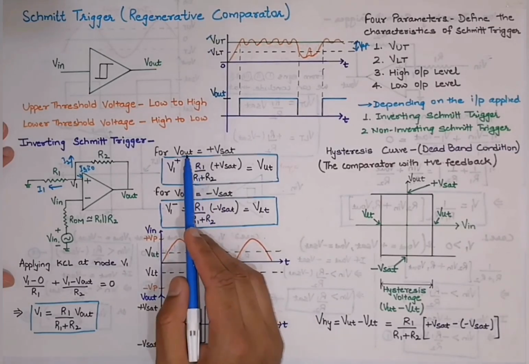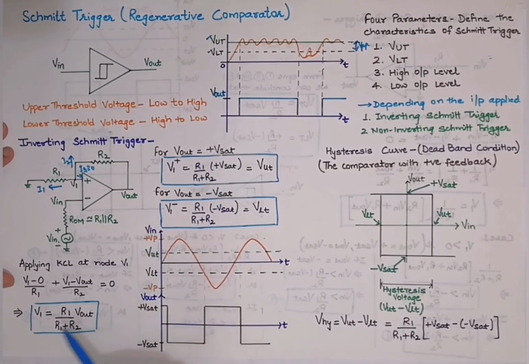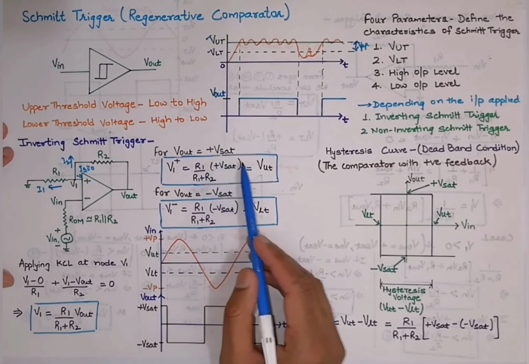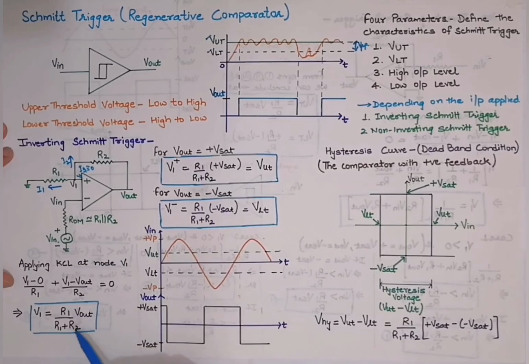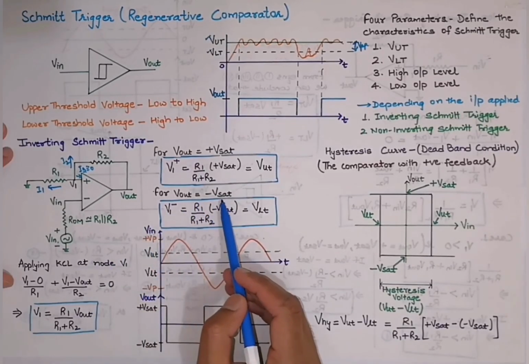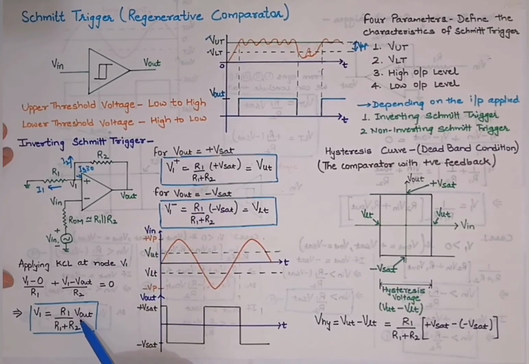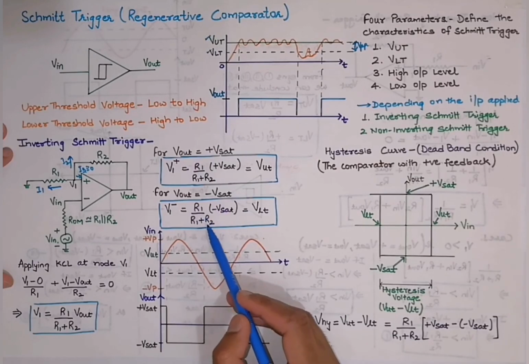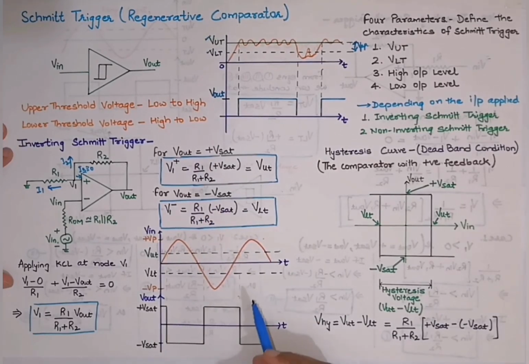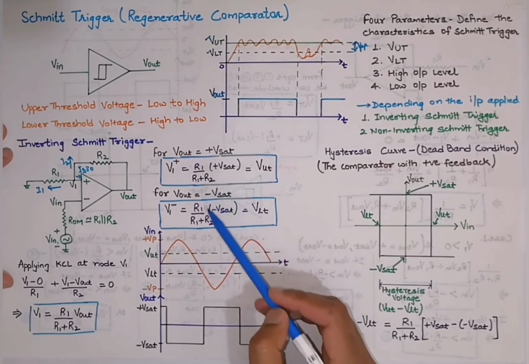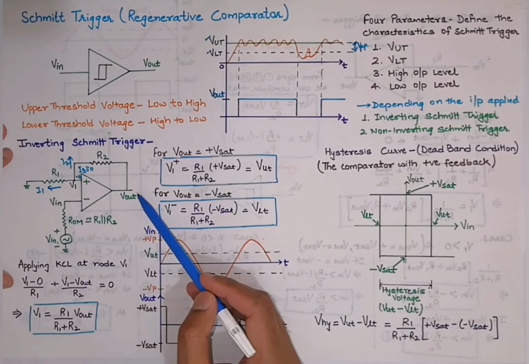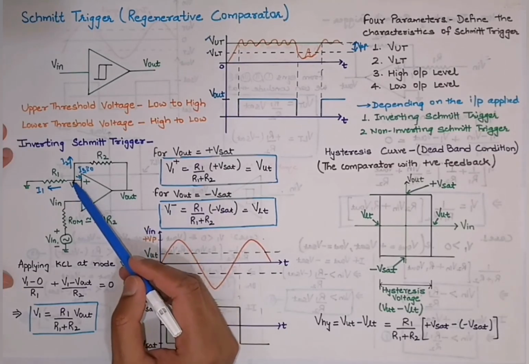In the first case we are assuming that V out is at plus V sat. It means now my V1 will be equal to R1 upon R1 plus R2 into V sat. Whereas in the second case, when V out is equal to minus V sat, by substituting the value of V out at minus V sat, we get V1, which I have termed here as V1 negative, equal to R1 upon R1 plus R2 into minus V sat. So you can see these two voltages have the same magnitude, but due to the different output voltages, plus V sat and minus V sat, I am getting different voltages at this point.